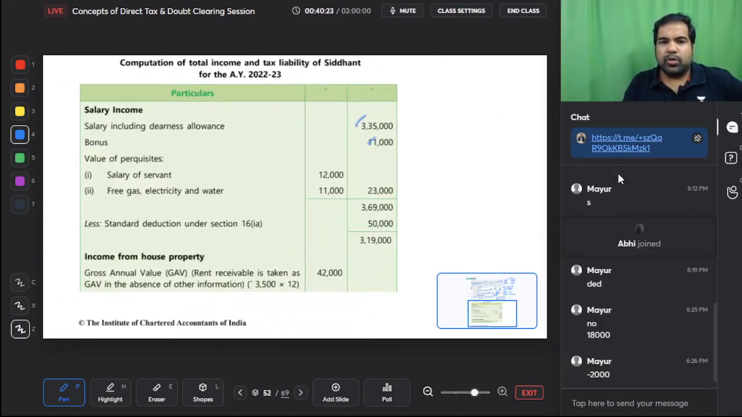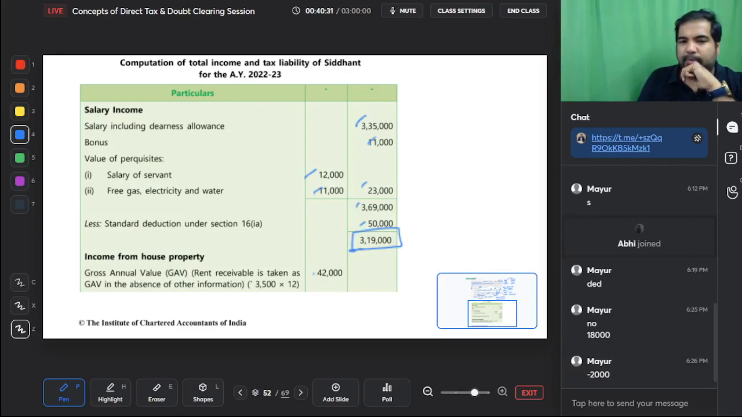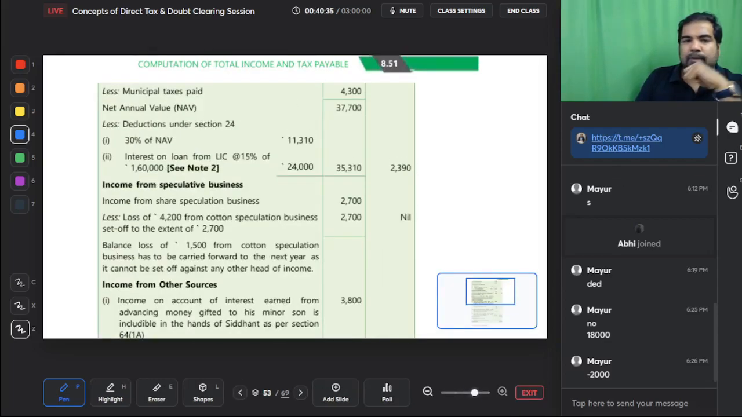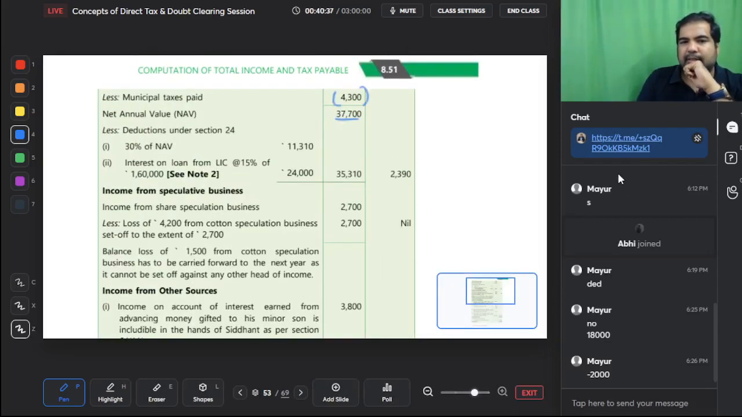Salary, bonus, salary of servant, these are perquisites, standard deduction. So this is your salary income, which we will also get the same income. Income from house property 42,000. This is the same calculation that we had tried to do. This is municipal taxes, this is 30%, and this is interest. So you will get, and both these will be carried forward. Loss.